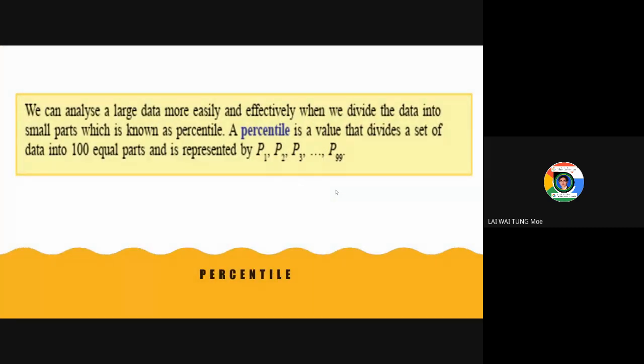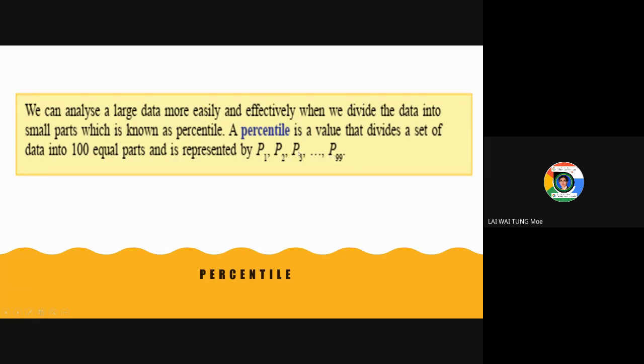Okay, and this is the last part for today's lesson. It's about percentile. So what is percentile? We can analyze large data more easily and effectively when we divide the data into small parts, known as percentile. A percentile is a value that divides a set of data into 100 equal parts and is represented by P1, P2, up to P99.